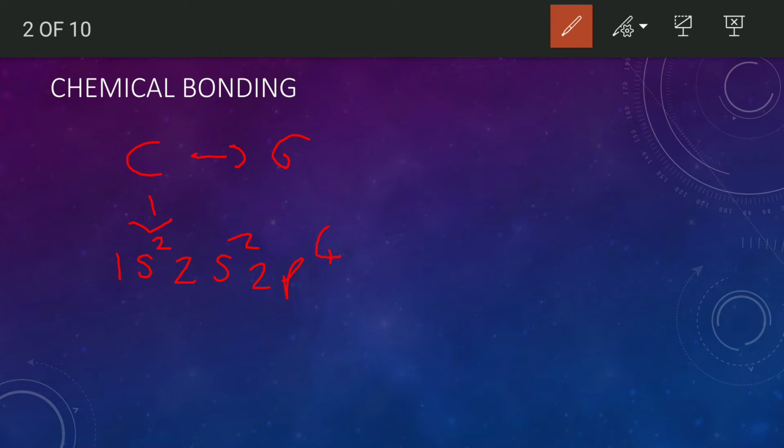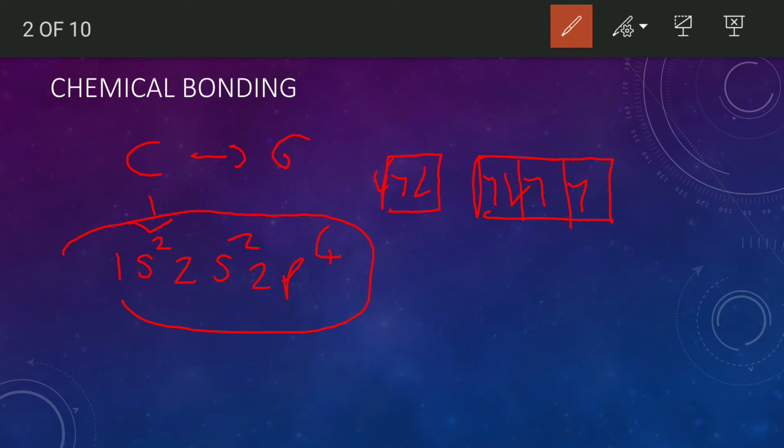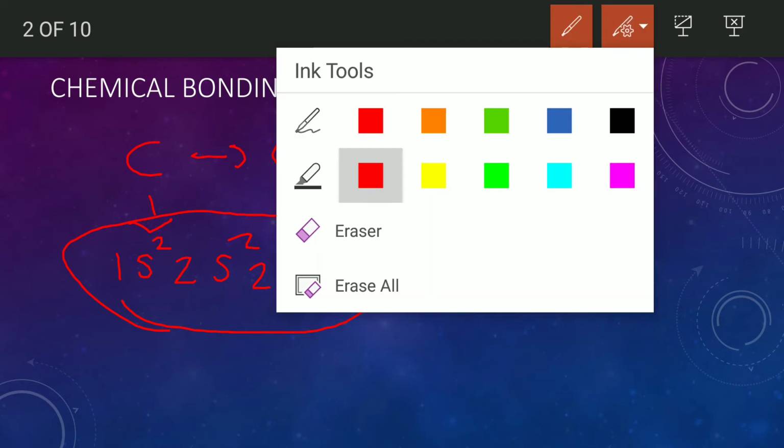Here, let me draw the orbitals. I have only drawn the valence shell. So I have here 2 electrons and here 2 electrons. Now, how many electrons are needed so that this carbon would get stable? So here we did a small mistake, that is 2 here.